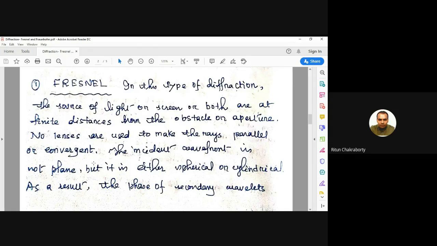Why? Because either the source of light is nearer or the screen is nearer, at finite distances from the obstacle or aperture, and therefore no lens is required. Why the lens comes into the picture, I will show you in the figure. So no lenses are required to make the rays of light convergent or parallel.